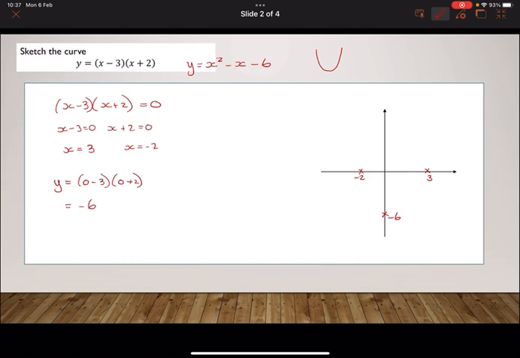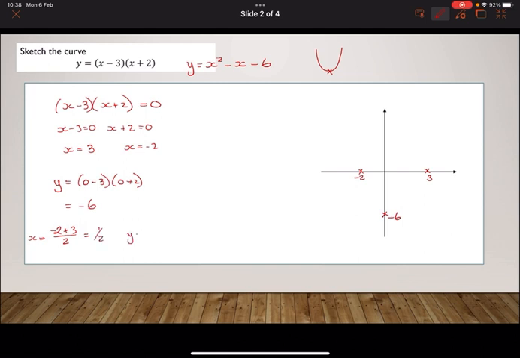Now, an extra thing that you could include would be the minimum point. So this is the point right down at the bottom of the curve. And it's actually located halfway between the x-intercepts. So it's going to be halfway between 3 and minus 2. Now, in order to find that halfway point, I'm going to add the x-intercepts together and divide by 2. And this gives me an x value of a half.